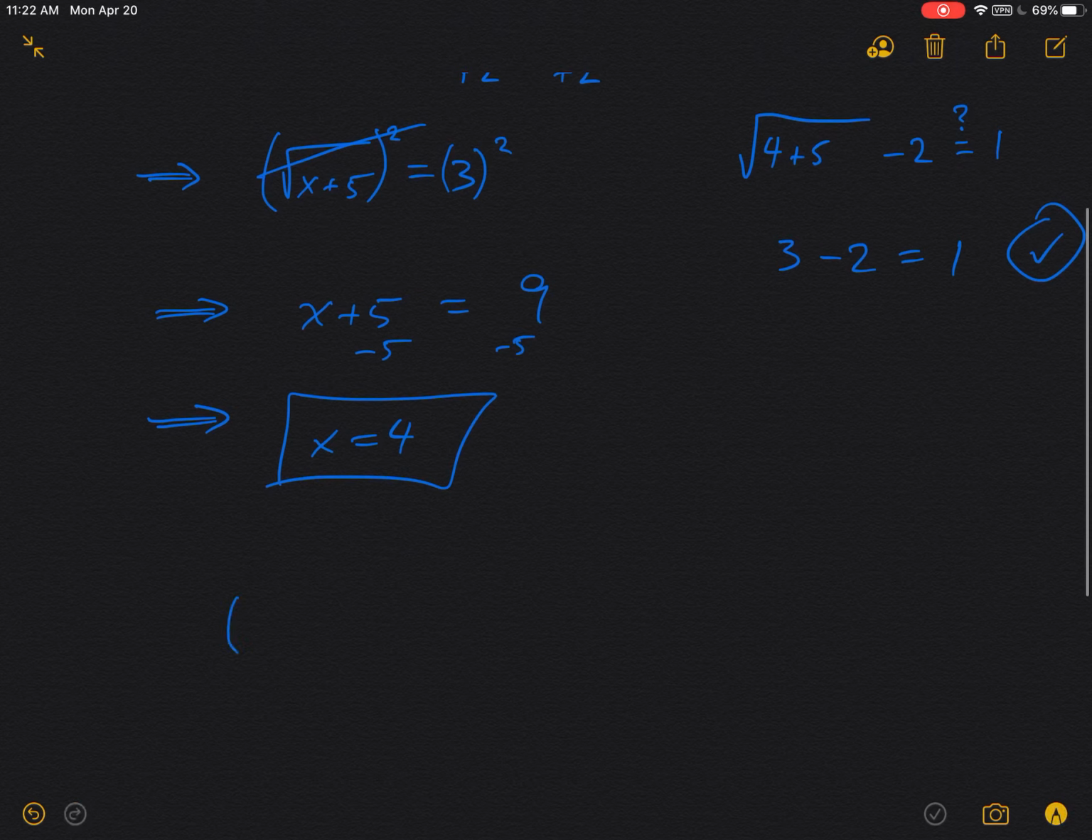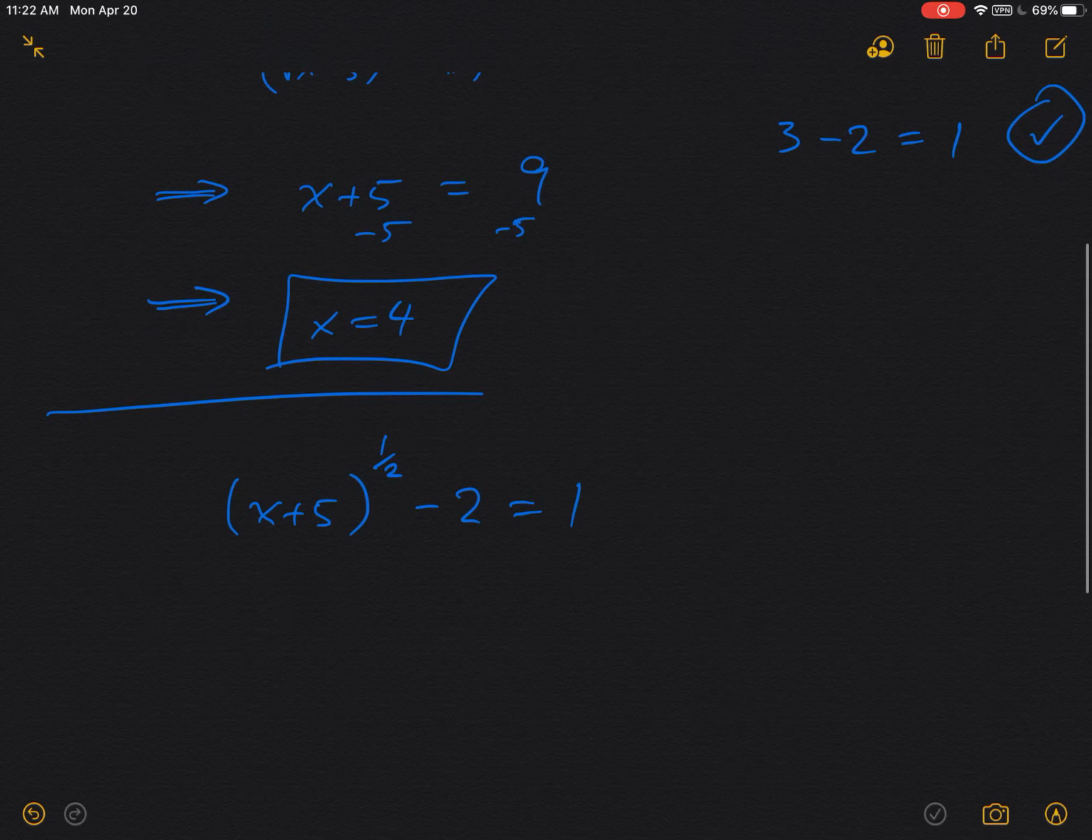Notice that in this problem, I could have thought of that square root as a fractional power. So I could have written this as a 1/2 power. This is just a rewriting of the original equation. And in this case, the strategy is still the same. So we still want to isolate the radical expression, or the expression that has a rational exponent.